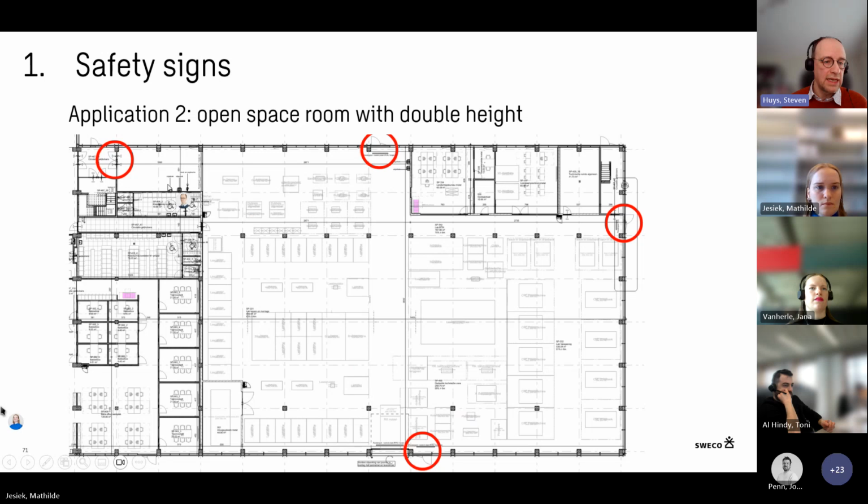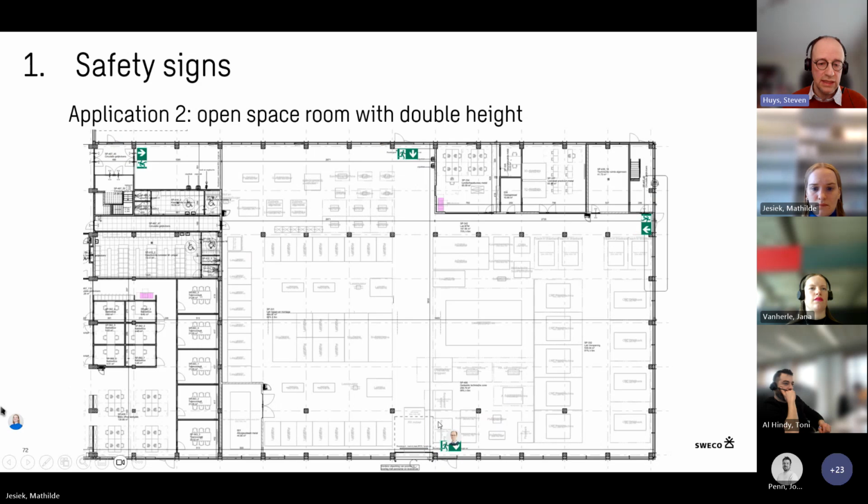So here again, we have the escape doors. This is not an escape door, by the way, but all the others are an escape door. This is an inside escape door. All the others are directly outside escape doors. We place the pictos here.